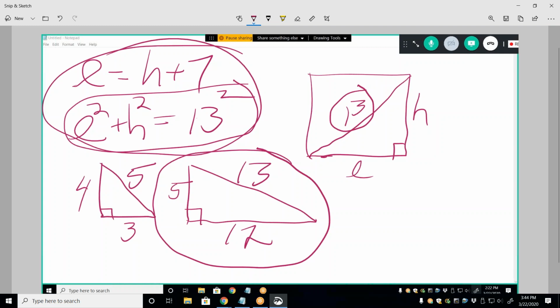Okay. Can they? Would that make one side 7 inches longer than the other side? Yeah. Perfect. There's our answer. We don't even need to solve all that math. So all we needed to do is be familiar with your 5, 12, 13 right triangle.